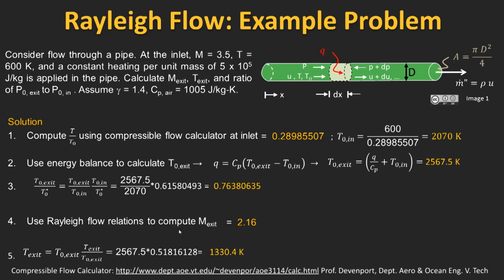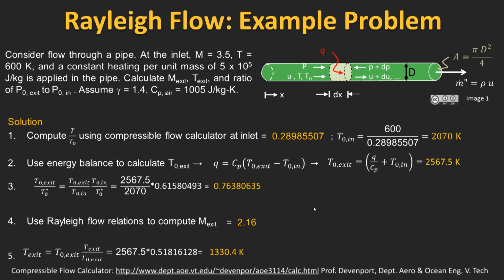Coming back, I've used that number here. So T naught exit times this ratio gives us 1330.4 Kelvin. So the exit temperature has risen from 600 Kelvin at the inlet to 1330.4 due to heat addition. Alright, now that we have T exit calculated, the last thing we need to do is compute the ratio of stagnation pressure at the exit to that at the inlet.